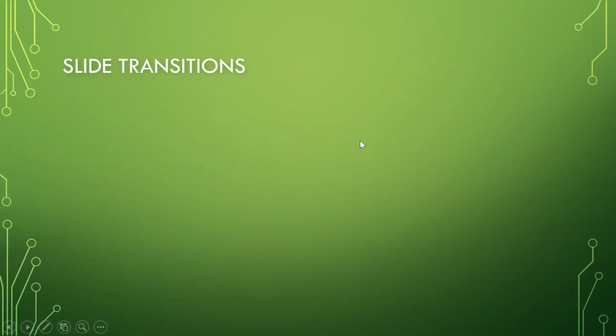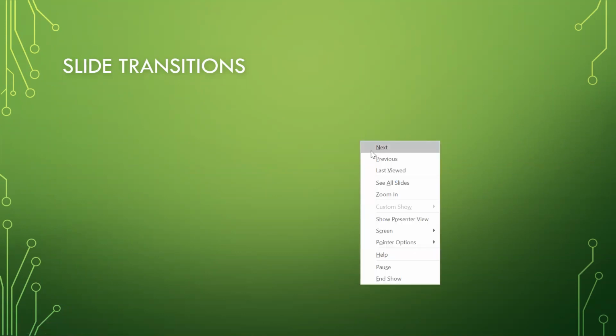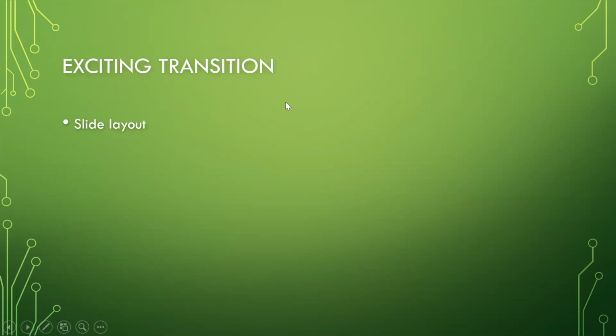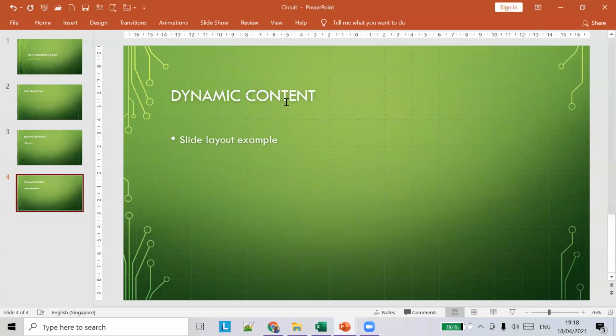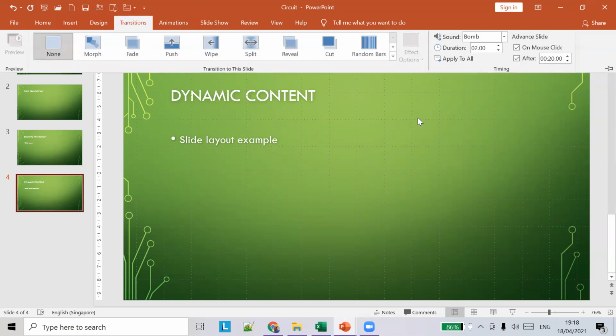So what I'm going to do is choose next. I don't want to wait for 20 seconds. I can just press the space bar and move to the next slide. So you can skip the automatic transition by using a mouse click, or by using the space bar, or you can use the arrow keys to transition between different slides. So what we have done is how to do a transition from one slide to another slide.